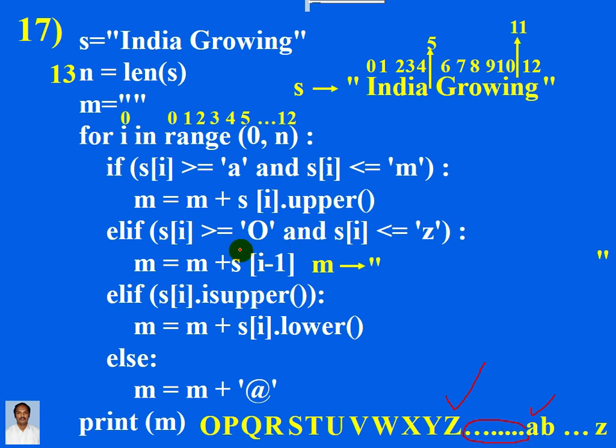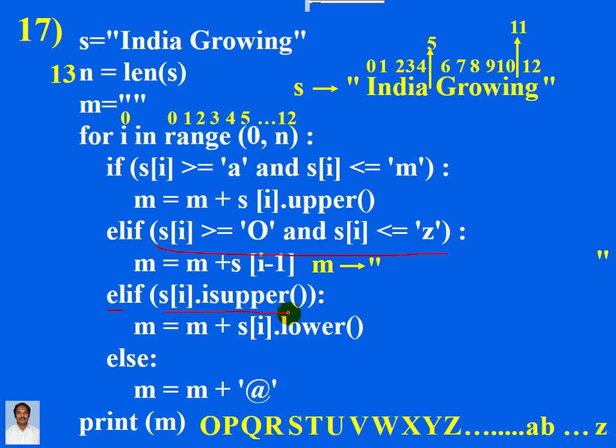So I is 0. S of 0, that is capital I. Is capital I between capital O and small z? No, because capital I does not figure here. Again, we know that capital I will not come here. Capital I is an alphabet, so it will not come here. So capital I is not in this range. Control will come to else part.